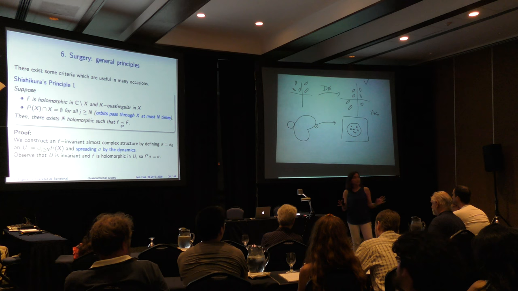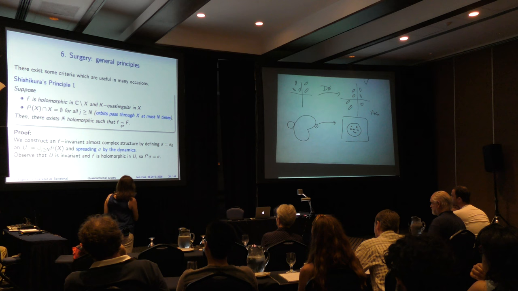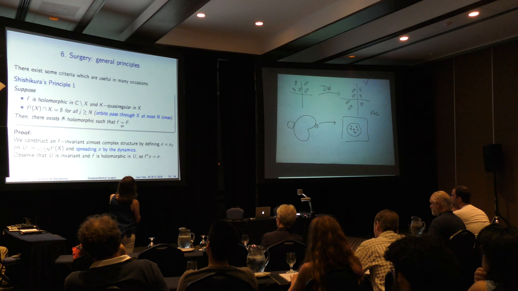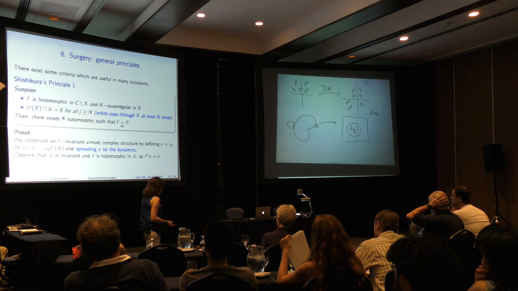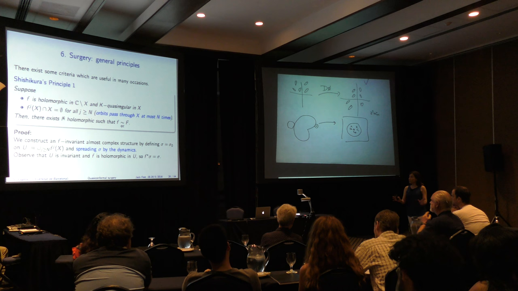But if your only question is whether this is realizable, this would be enough. And how would you do that? Basically, with the procedure that we've just done, you would construct an invariant almost complex structure by defining sigma zero on the image of this set, and then spreading it by the dynamics. We will not be too precise, but even in the abstract, you can construct this invariant almost complex structure with no problem, so that as long as the forbidden region, or the quasi-conformal region, is stepped on only a finite number of times, you are fine.